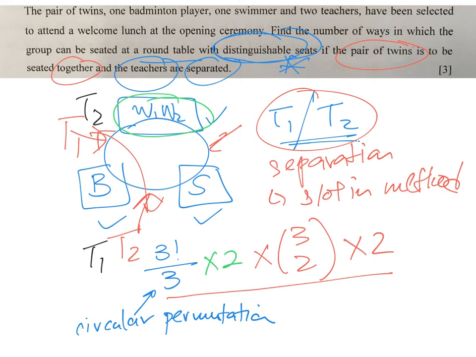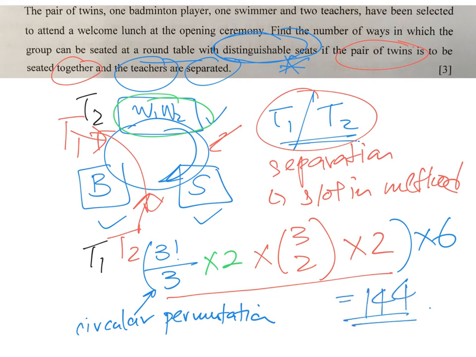So what I need to do now is take this arrangement and multiply by 6, which will give us a value of 144.